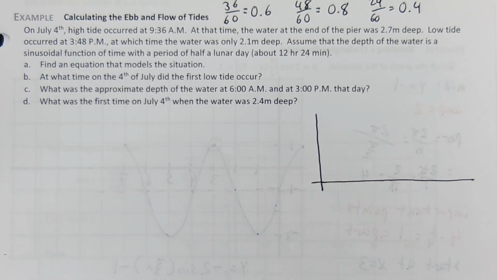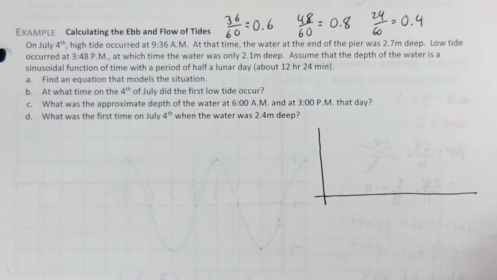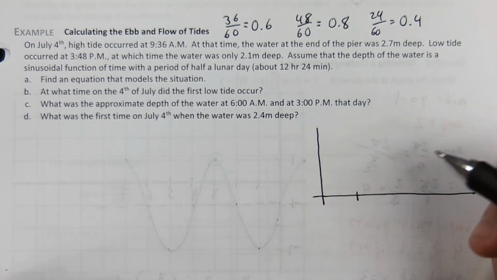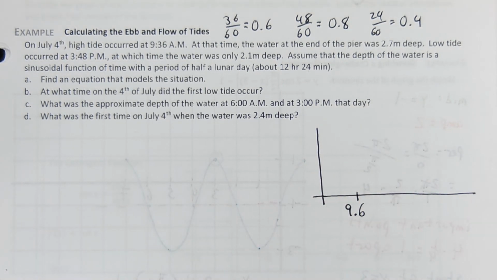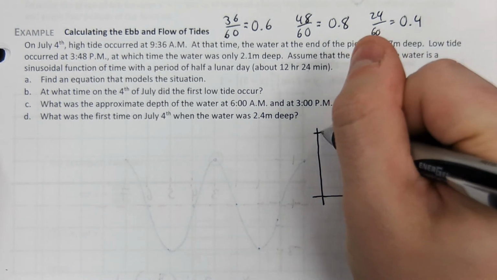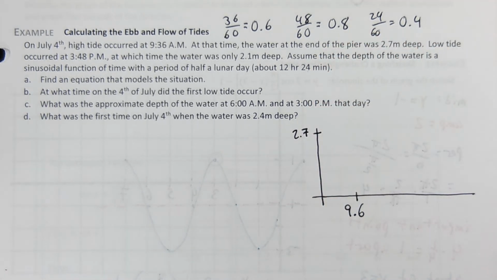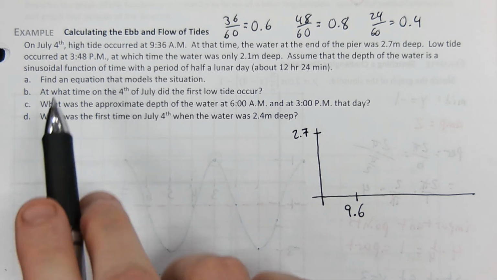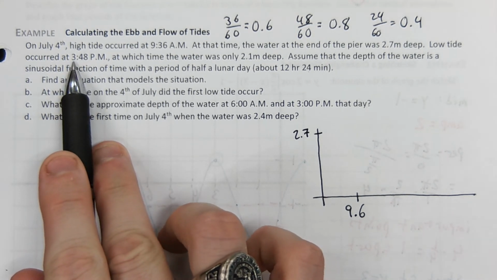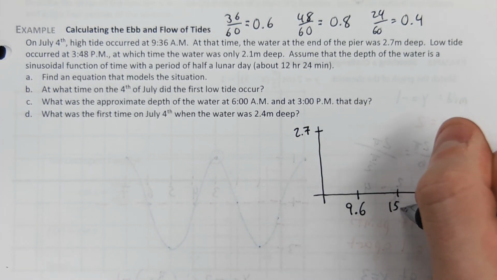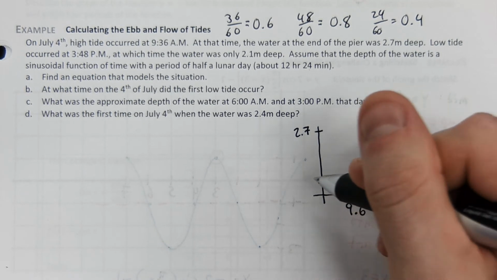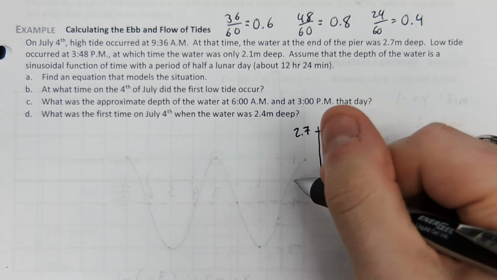The first time we know about happens to be 9:36, which is 9.6 hours after midnight. Picture not drawn to scale. We know we have a high tide there, a high tide of 2.7. We then know that there is a low tide at 15, because 12 plus 3, 15.8. Low tide of 2.1. Yeah, 2.1.